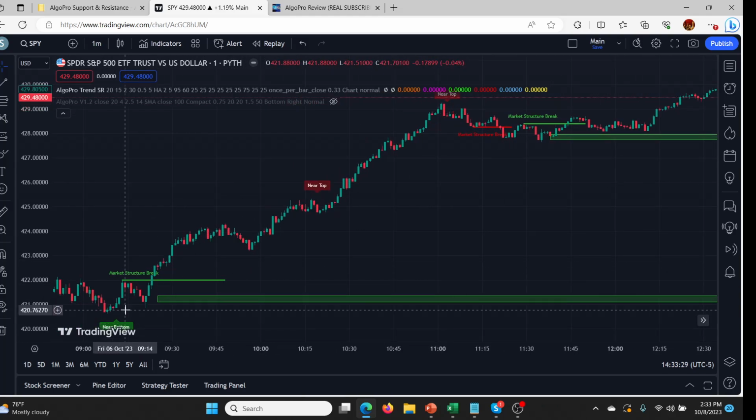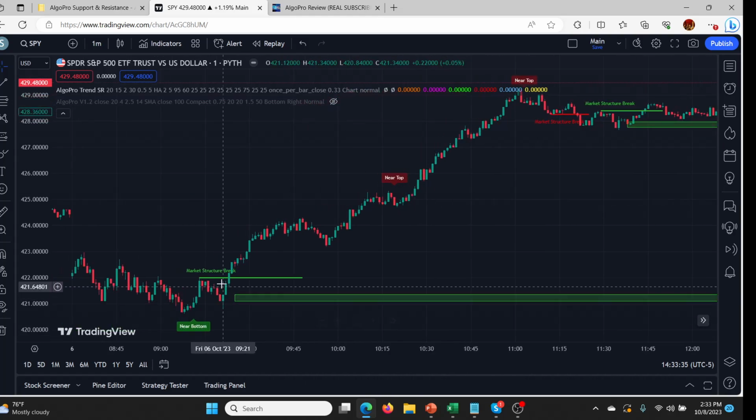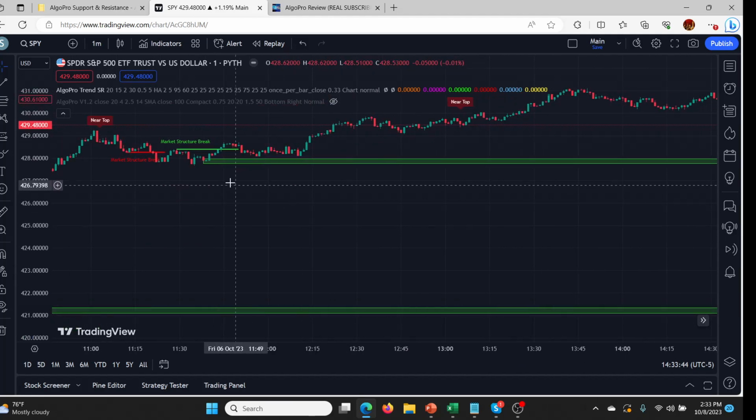So look at this. This is beautiful. This is the bullish support, right? The really strong bullish support. Nice market structure break. Boom, all the way up here. Pretty nice. This is near bottom as well. Pretty good. Again, you can see the bulls are protecting this area.